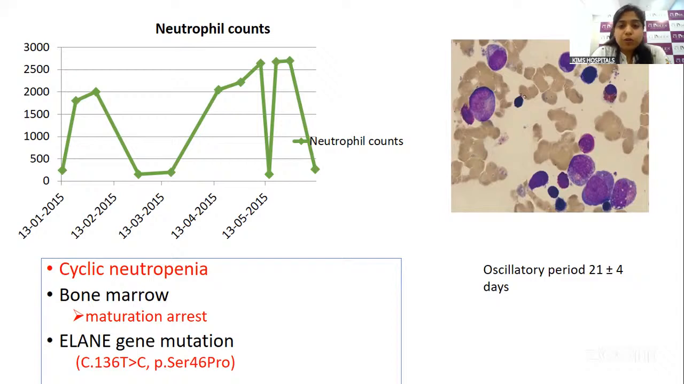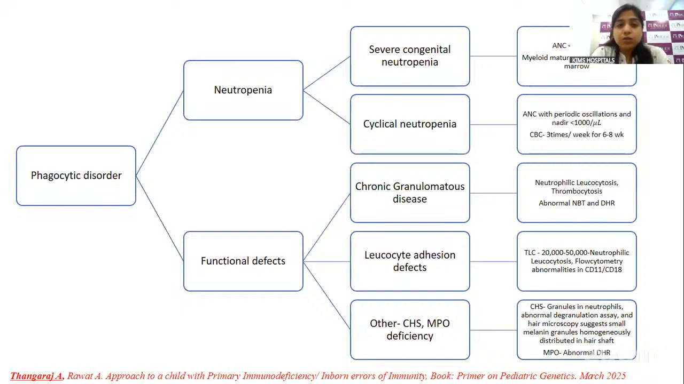We did a bone marrow for this child, which showed a maturation arrest, and the genetic diagnosis showed an ELANE mutation. We recommend doing hemograms thrice a week for at least 6 weeks to diagnose cyclical neutropenia and look for the cyclicity in these patients. So like I said, the phagocytic disorders will have functional defects and defects in numbers, that is, the neutropenias.